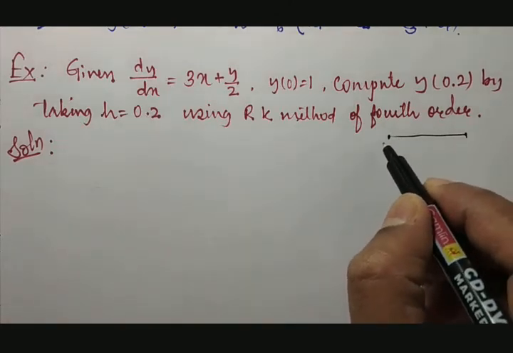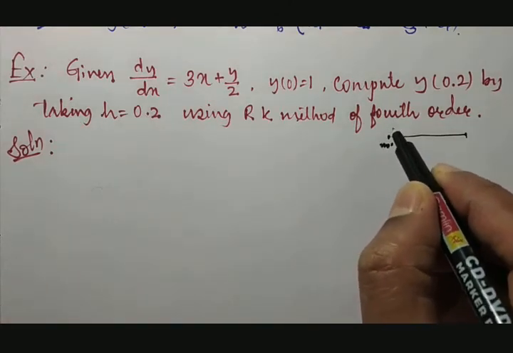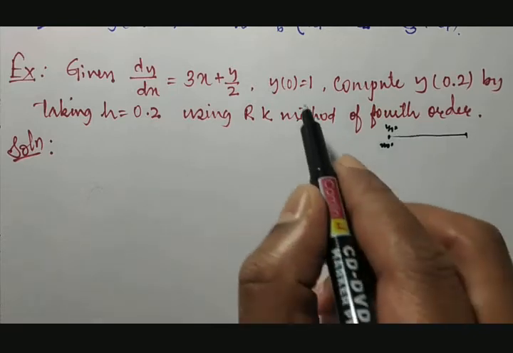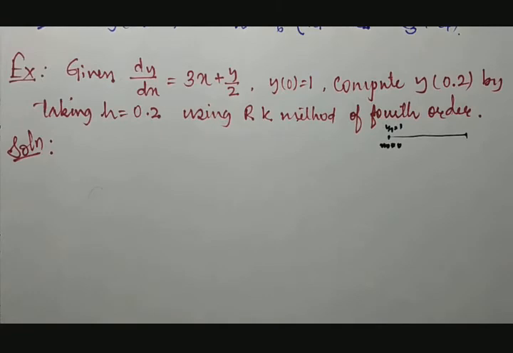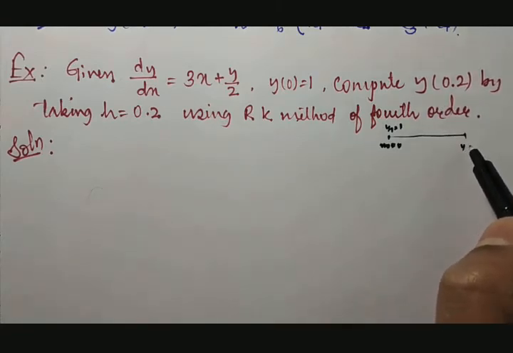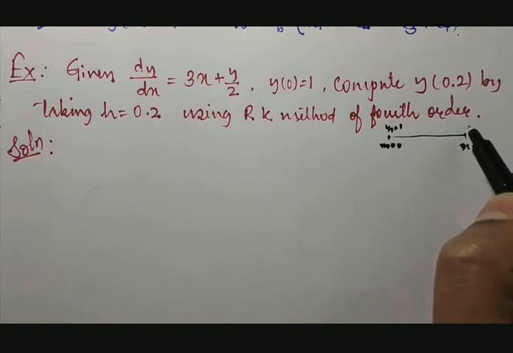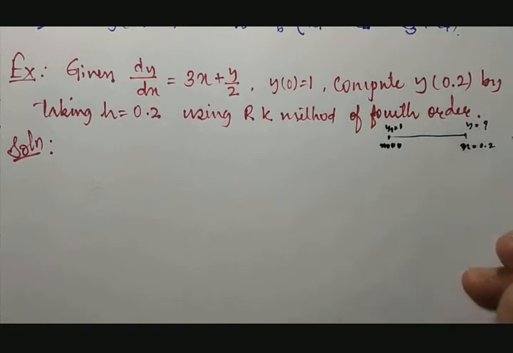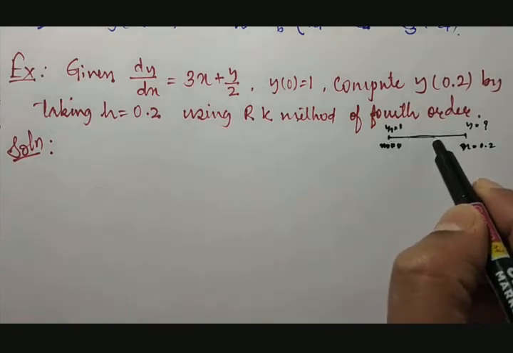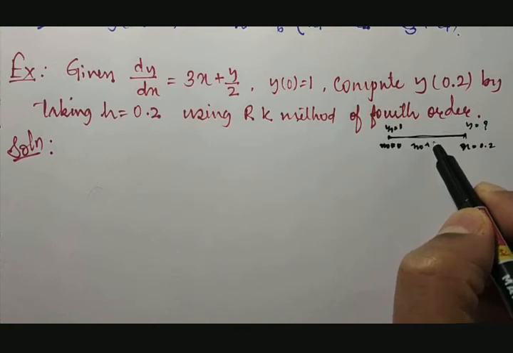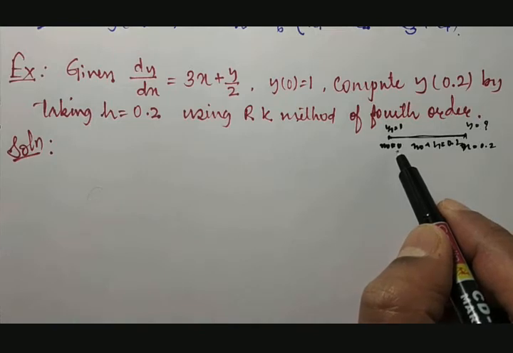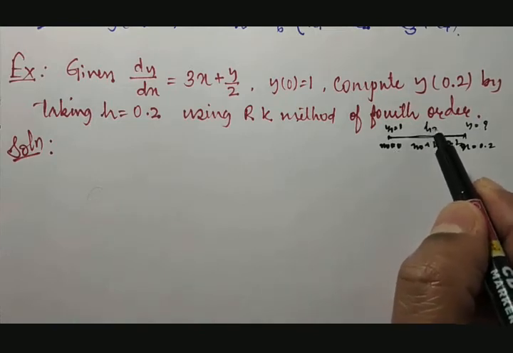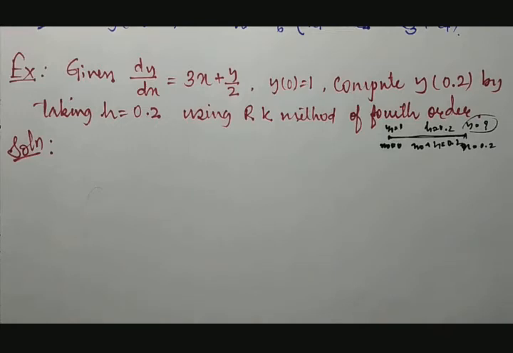Means what? Here the value of x naught is given and the value of y naught is also given. That is, x naught is equal to 0, where y naught is equal to 1. Then we need to obtain the value of y of 0.2. Means the value of x is equal to 0.2 and the value of y is what we need to calculate, and the step length from here to here is nothing but x naught plus h, which is equal to 0.2. Because x naught is 0, plus h is 0.2. So we need to calculate this result.